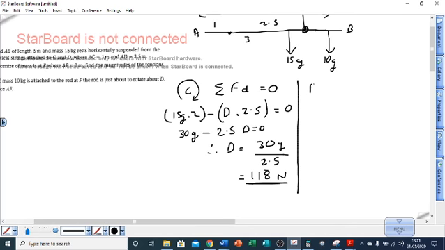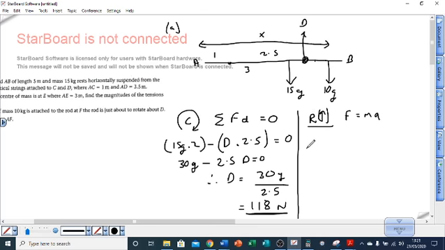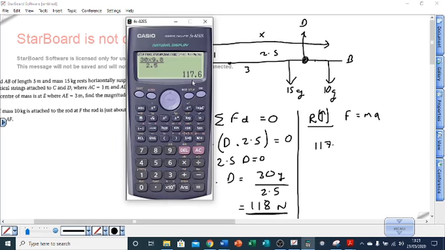Resolve vertically upwards. We know that the sum of the forces, F equals MA, and we know that it's stationary, so the sum of the forces equals 0. So what we've got is C and D. So that is 117.6, I always use the unrounded answer.